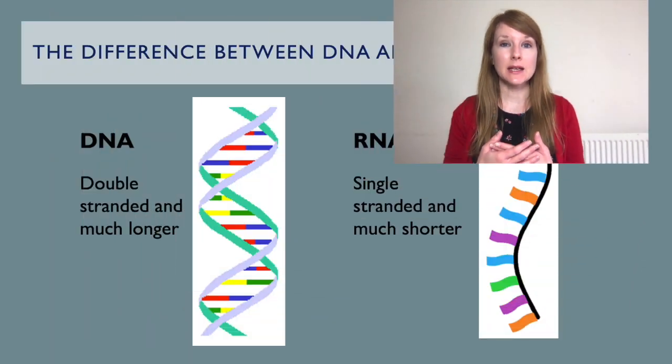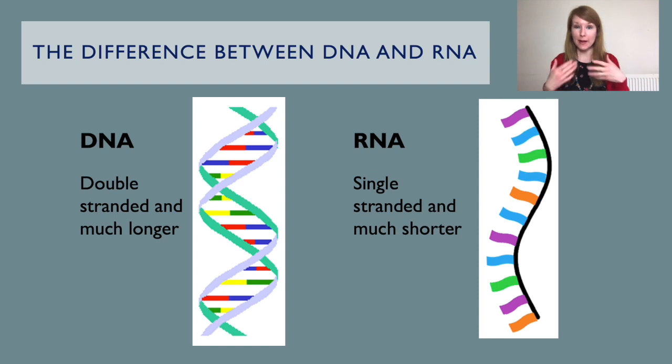Lastly then, and this really is the most obvious difference between DNA and RNA, DNA is double-stranded and therefore forms a helix, and RNA is single-stranded. DNA is also much, much longer than RNA, since it stores all of the genetic information that we need in our bodies, whilst RNA tends to be much, much shorter.